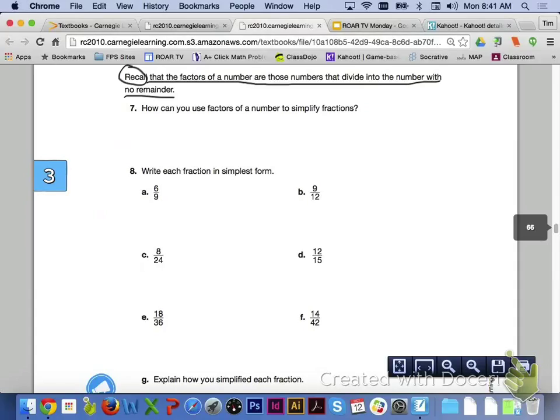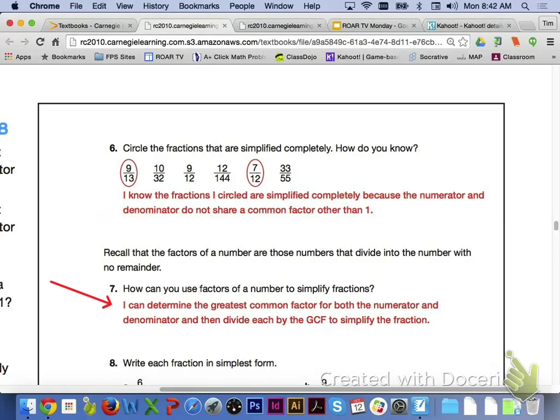For number 7, how can you use factors of a number in order to simplify fractions? So discuss and answer number 7 with your group members. For number 7, if we find the greatest common factor, or the GCF, and divide the numerator and the denominator by that number, we will get the fraction in simplest form. So keep that in mind as we move forward. Find the GCF of the numerator and the denominator. When you find the GCF and divide, you'll be able to figure out what the fraction is in simplest form.